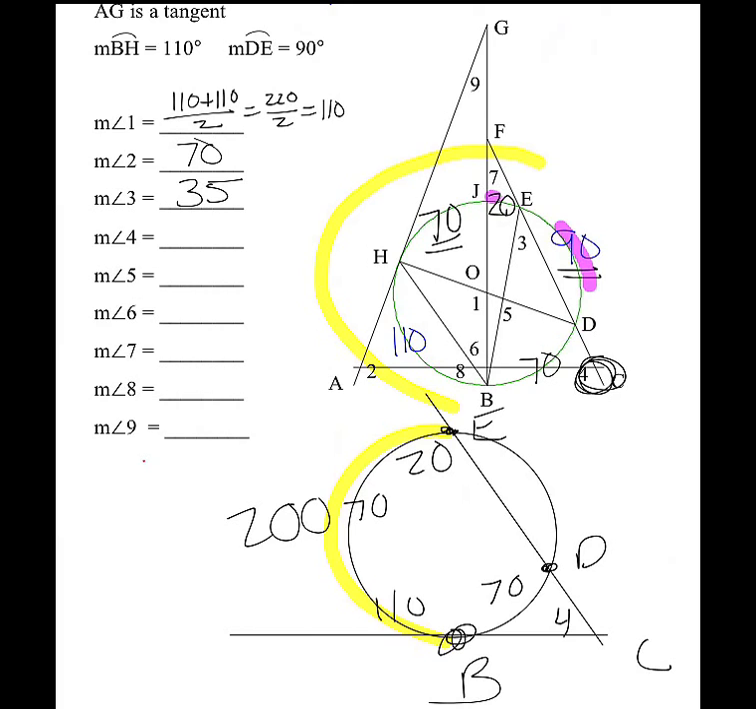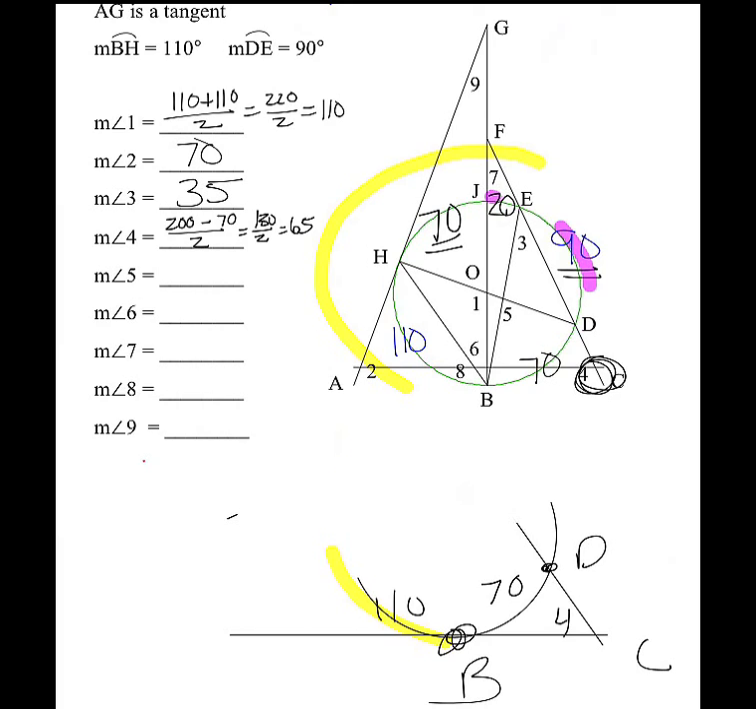So as I find angle 4, I'll write that down. It's the big arc of 200 minus the smaller arc of 70 divided by 2, which is 130 divided by 2, which is 65 degrees. I promise this gets easier the more you work with it.